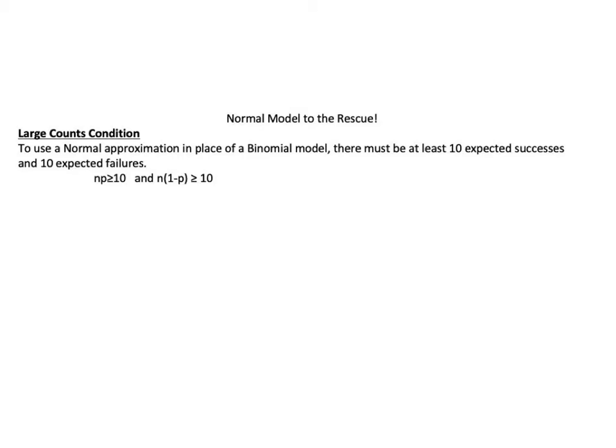We have something in statistics known as the large counts condition. So to use a normal approximation in place of a binomial model, there must be at least 10 expected successes and 10 expected failures. Well, how do I calculate that? So our expected value would be n times p. So you're doing n times p, if that's greater than or equal to 10, as well as your failures, so n times (1 minus p) is greater than or equal to 10, it's okay to proceed with the normal model.